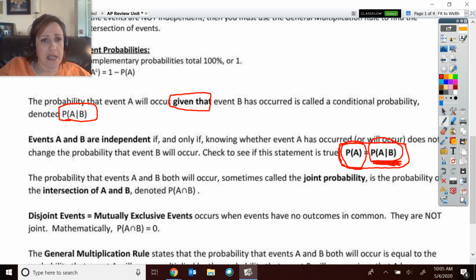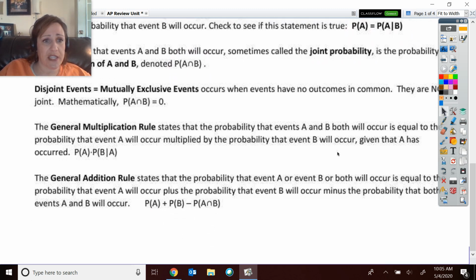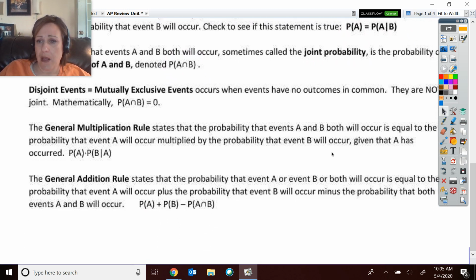Okay? All right. Let's remember that if we have joint probability, then that's the intersection. That's that overlap. Two things are happening at the same time. All right. And here's just a reminder of disjoint, that mathematically if they are disjoint, then the probability of them happening at the same time is 0. All right. Now, this general multiplication rule is on the formula chart, and we'll look at that formula chart here in a minute. Okay? So that is that.